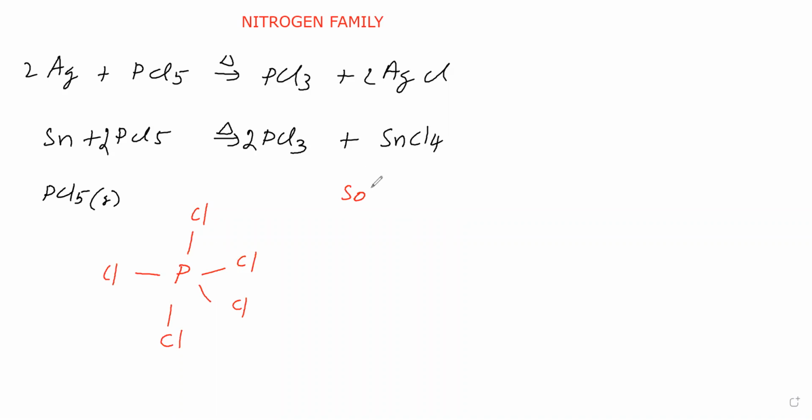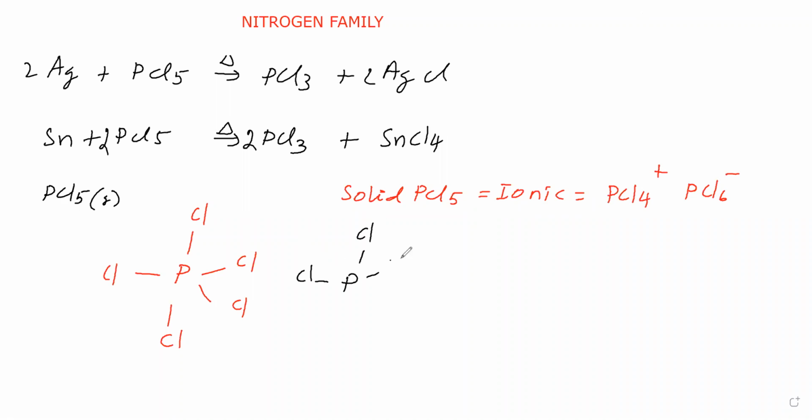Now we will take solid PCl5. Solid PCl5 is ionic compound. This ionic compound contains cation PCl4 plus, anion PCl6 minus. Now we will see this ionic compound. We are taking PCl5 2 times.